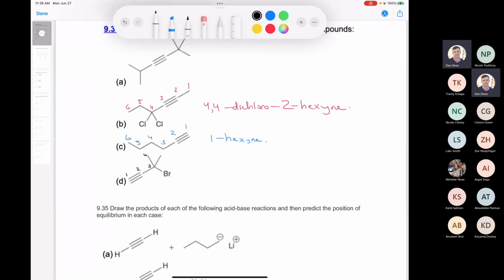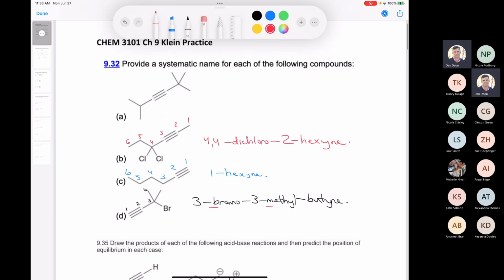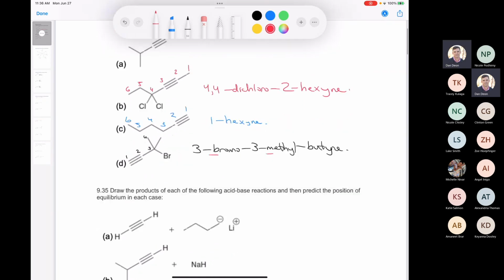So we put that all together. We've got 3-bromo-3-methyl-1-butyne. And remember that the bromo comes first because B comes before M in the alphabet, and we put the substituents in alphabetical order. All right, let's take a look at another problem.